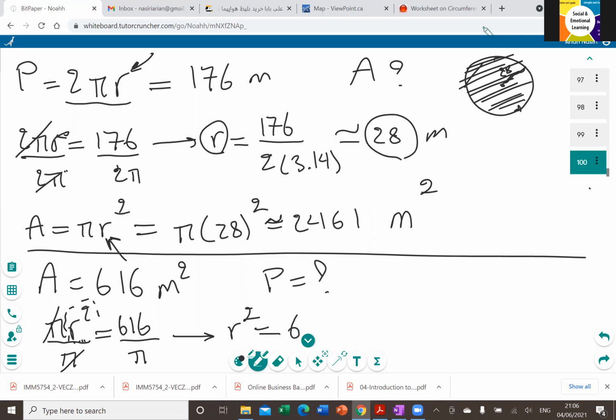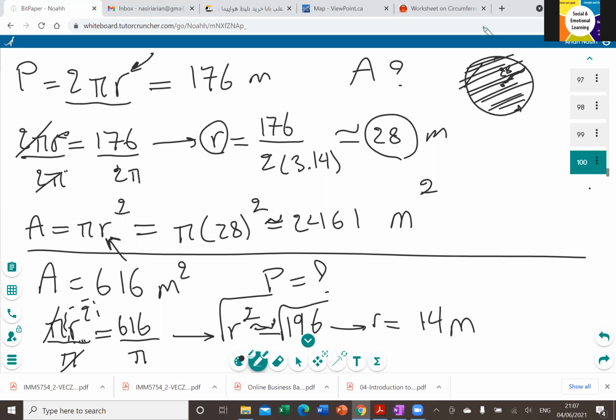616 over pi. Yes, but what is it then? Pi is 3.14. Okay, I see someone put approximately 196, right? 196. What is r then? 14. Very good. We square root both sides of the equation, and r becomes 14 meter. We are still not done.